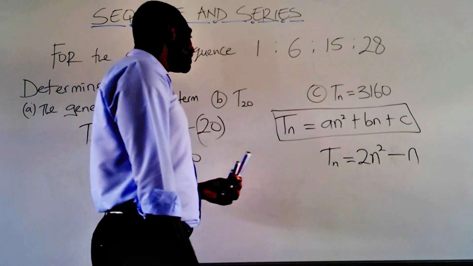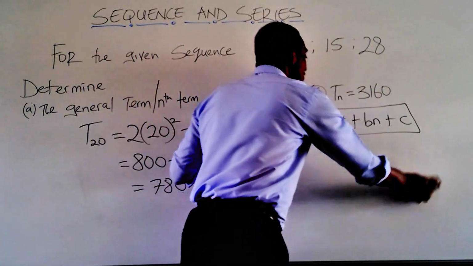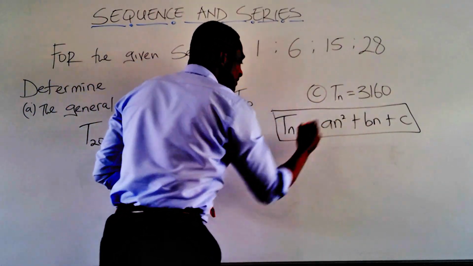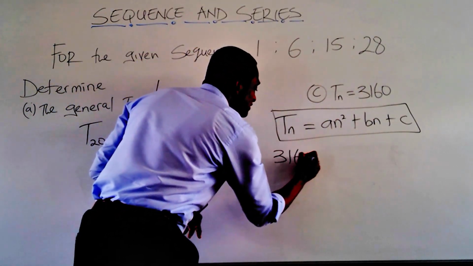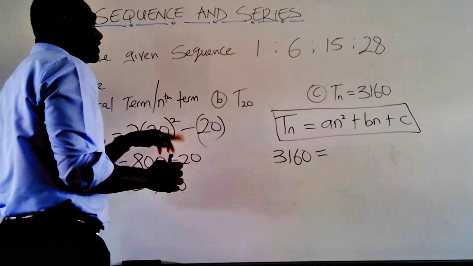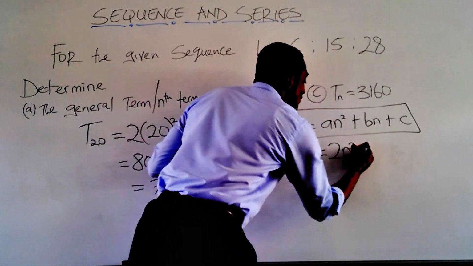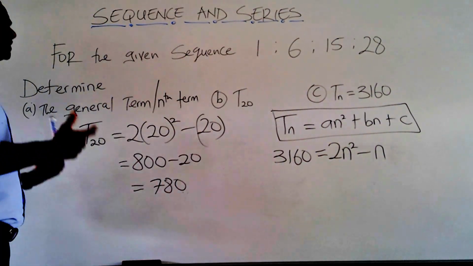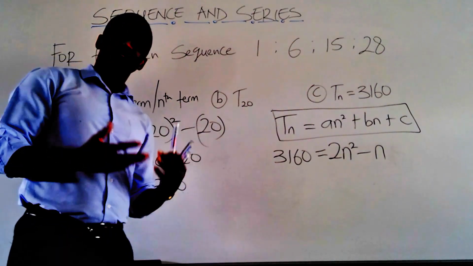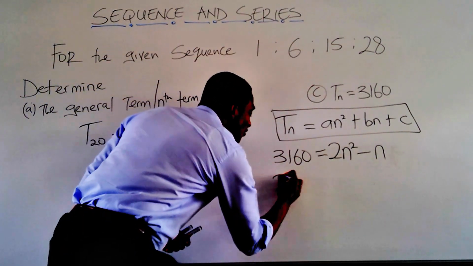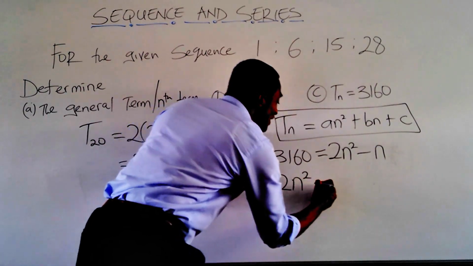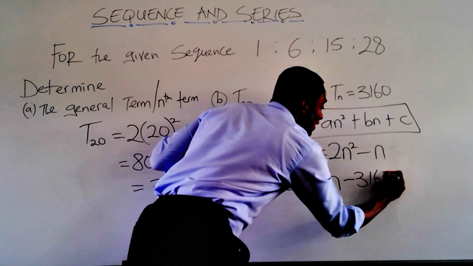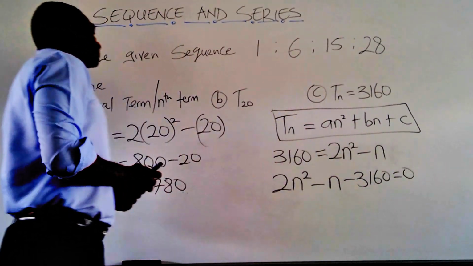Now the last question, they're asking us which term will be equal to 3,160. So which term? Tn in this case is 3,160, which equals 2n squared minus n. Now what we do is we simplify this. Write it in standard form before you can proceed. So we have 2n squared minus n, and this 3160 over here becomes minus 3160 equals 0.